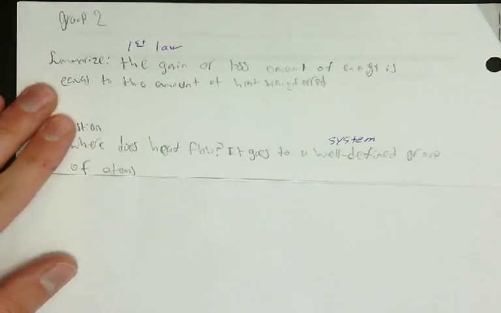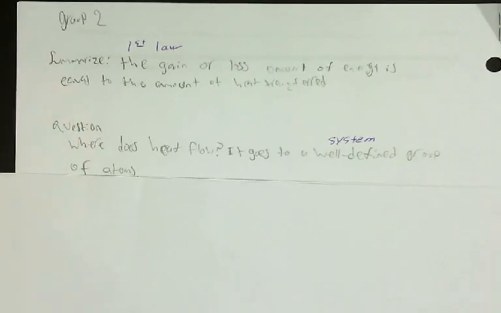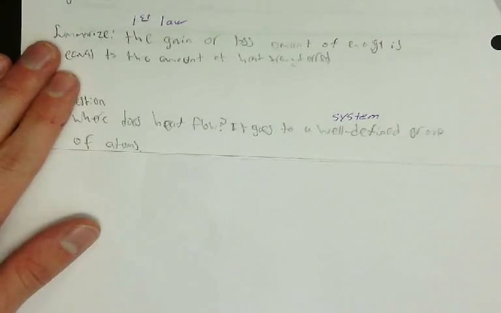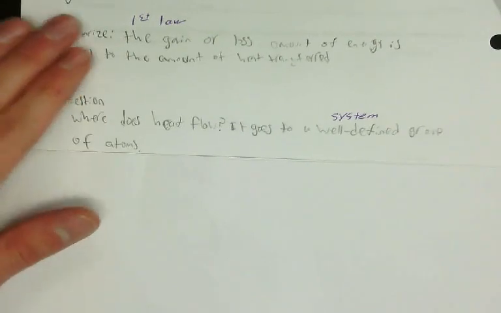First law is the gain or loss of amount of energy is equal to the amount of heat transferred. And our first question is, where does heat flow? It goes to a well-defined group of atoms, which we said is a system.